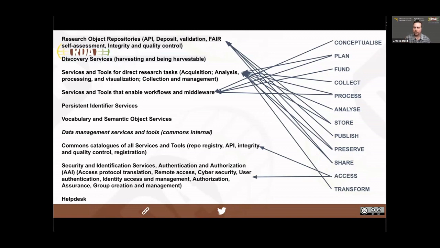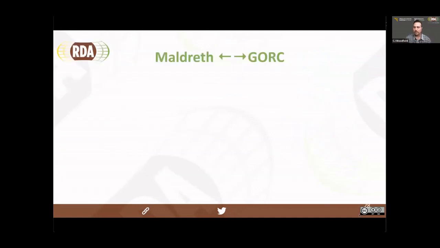Okay, so that's my top level mapping, and it's pretty clear that we've got a lot of overlap between repositories, services and tools for direct research tasks, and enable workflows and middleware. None of those are particularly surprising to me, given the intent of the Muldroth model, but I think that if we were to map the other way, we would see a lot more coming in from persistent identifier services into some of these, say, for publishing. It's just the fact that I went in one direction, so we want to go in the other direction as well. So where does this lead us in terms of our groups working together? Two-way mapping, because I only did it one way, and I think that's only half the story.